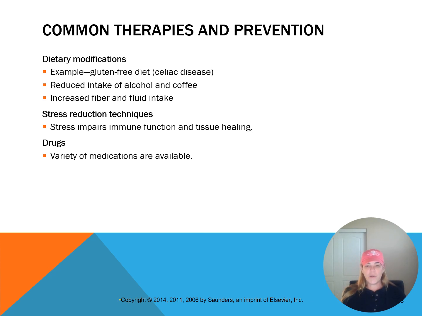Therapies, depending on what the disease is, it can be a dietary modification. So like in celiac disease, we're going to tell them to be gluten-free. We're also going to tell people to reduce or moderate their intake of alcohol and coffee because that can be very irritating to the stomach and that can cause ulcers. Or actually, it can irritate ulcers that are already there. Increase your fiber and fluid intake. Reduce your stress if you can.